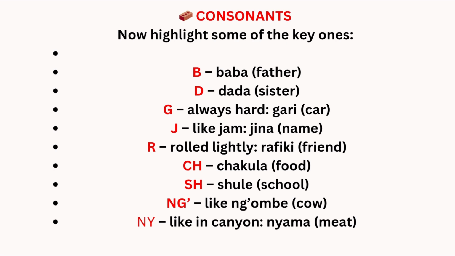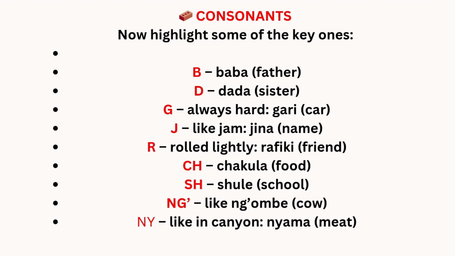The next one is j. You can say ja, like in jam, or you can say j, as in Gina. Gina is a name. The next one is r. R is rolled lightly, as pronounced in Rafiki. Rafiki is friend.